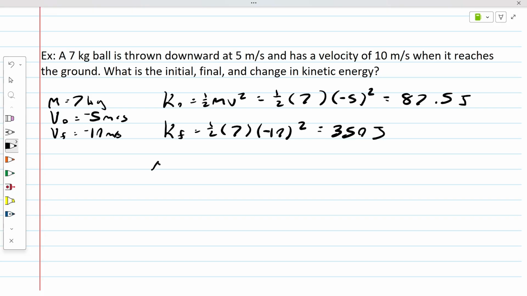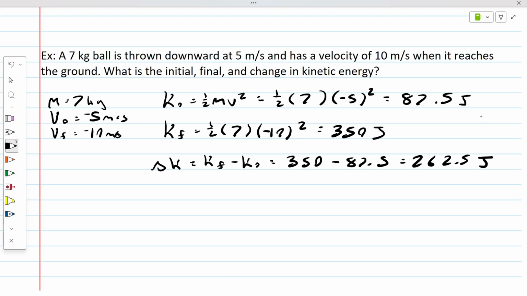And so now to find the change in kinetic energy, we can simply do the final kinetic energy minus the initial kinetic energy, which is 350 minus 87.5, which equals 262.5 joules. So something to note is that the kinetic energy itself will never be negative, but the change in kinetic energy could be negative.